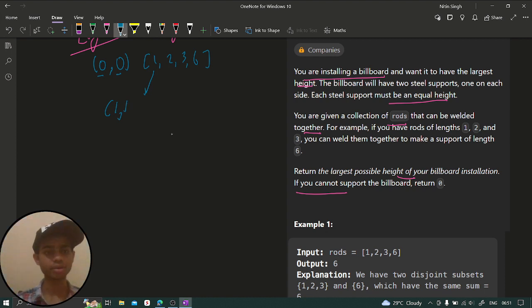So the difference is nothing but one. But the second possibility is that I can leave it. I don't want to take it. Or I am taking it, but taking it for another road, for another support, right? So there are two supports, right? This is the first one, this is the second one, right? So we have to make both of them equal.